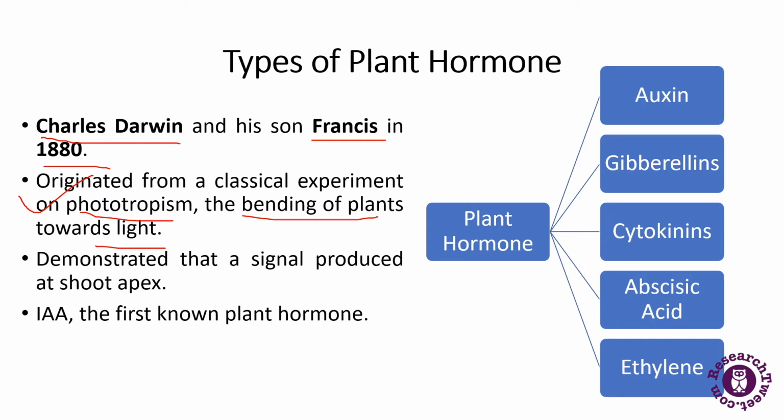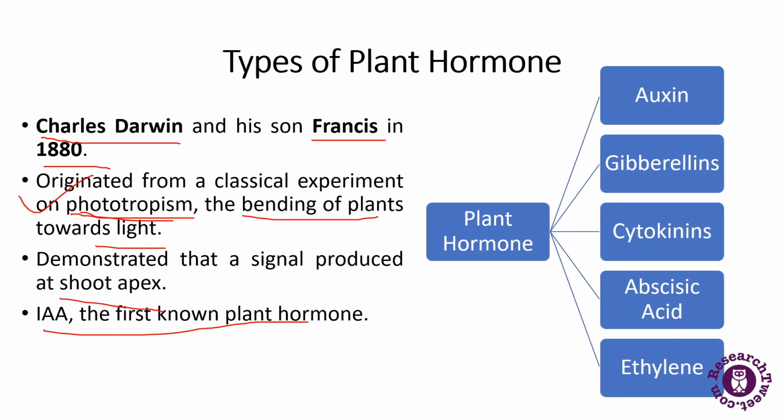So the plant was bending to the light, as we know that the basic requirement for which the plant grows is photosynthesis, that it requires sunlight for its growth and water for its growth. For this phototropism experiment, he concluded that a signal was produced at the shoot apex. This signal was subsequently shown to be IAA. IAA is indole 3-acetic acid. So it was the first plant hormone which he depicted in his experiment.